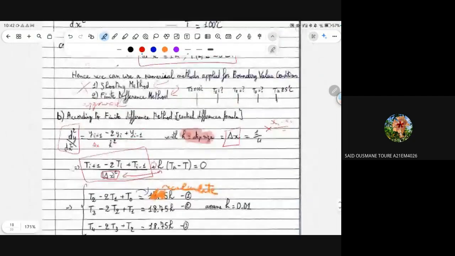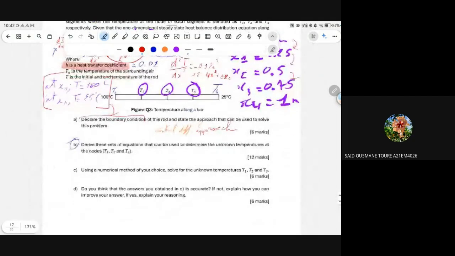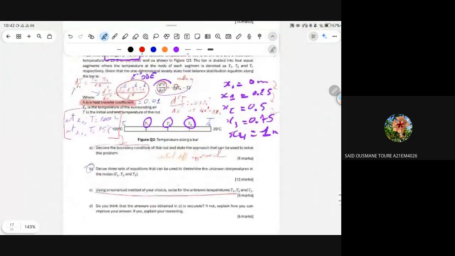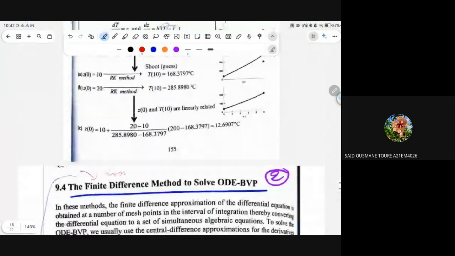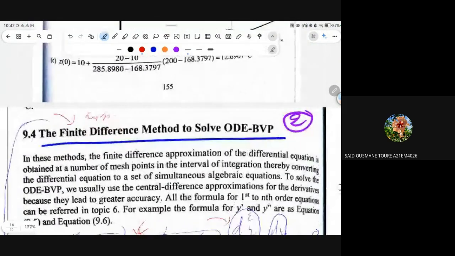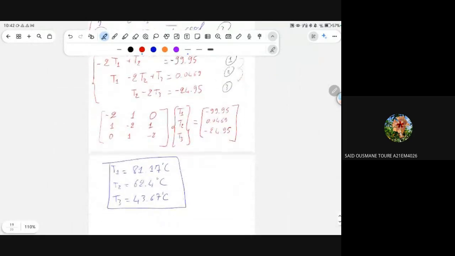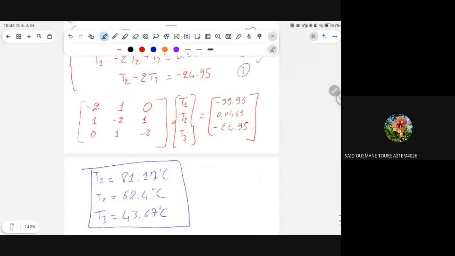Okay, so we are almost at the end, alhamdulillah. Is it clear for everyone? Until C, using numerical method of your choice. Which numerical method did we use? We used the finite difference method. Clear? All of us. So now, using, let me just note it here, using finite difference method.